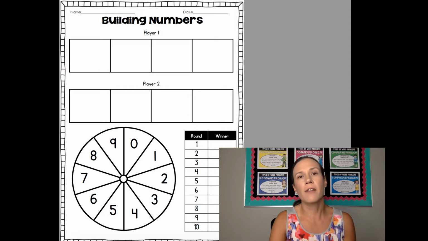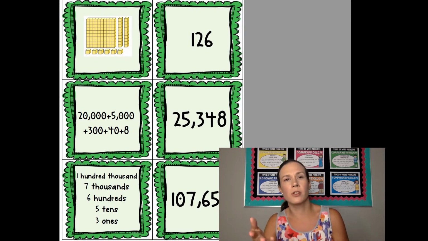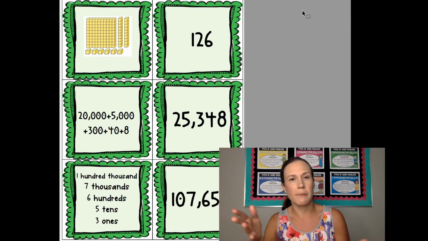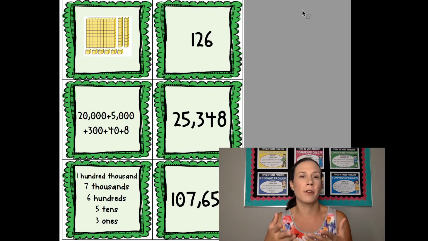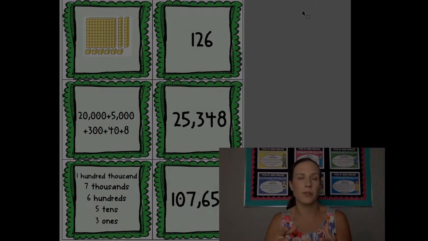Then we also have place value concentration, which is just like any other concentration game. The fourth grade version does have larger numbers, and how this will be different is that students will be matching different forms of numbers. So you could see they may have a picture representation, or it may be an expanded form. So they're just matching different numbers.